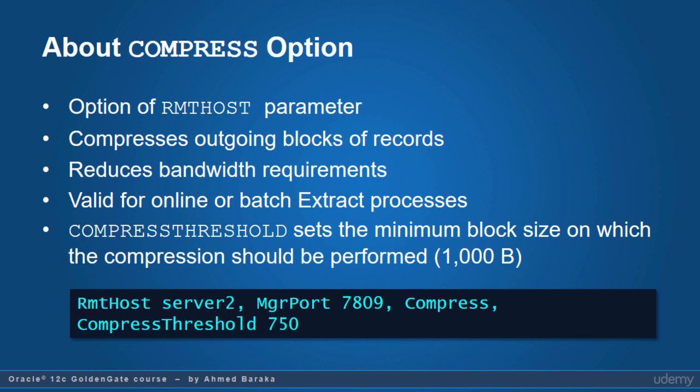Use the compress threshold to set the minimum block size on which the compression should be performed. By default, it is set to 1000 bytes.